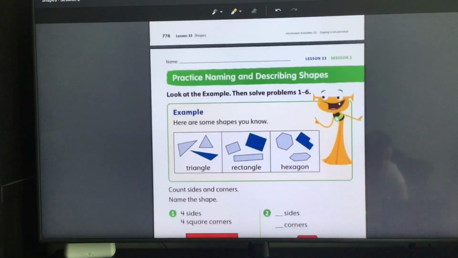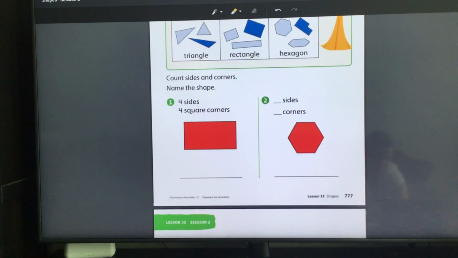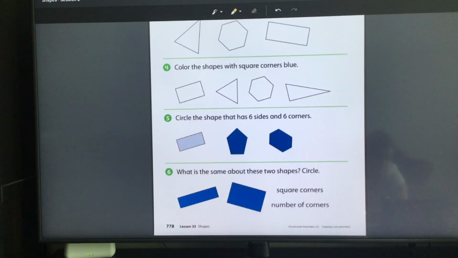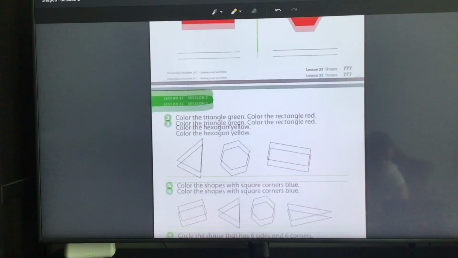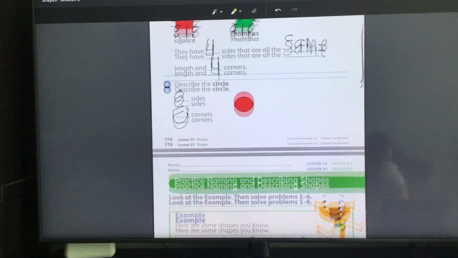Okay, that's the end of the lesson. You're going to go on to do the green page on your own. Just read the directions and look back at these pages on the blue pages if you need help.